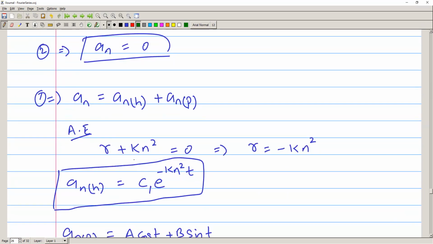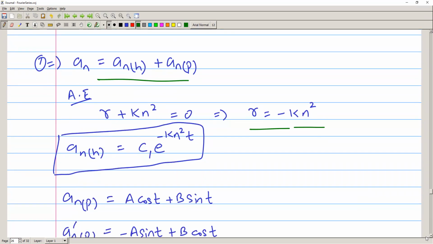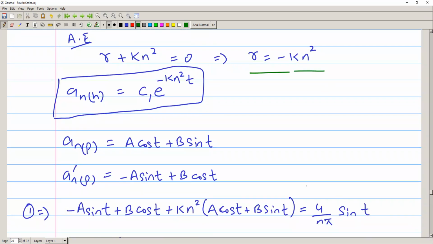An is equal to an homogeneous plus an particular. For homogeneous, the auxiliary equation will be r plus k n squared is equal to 0. This will give r is equal to negative k n squared. The solution will be an homogeneous is equal to c1 e to the power negative k n squared t. Now we'll find the particular solution. For finding the particular solution, we are going to use the method of undetermined coefficients.